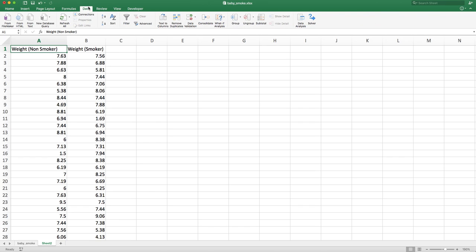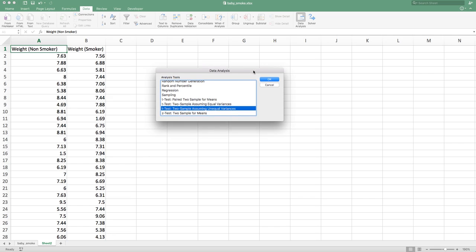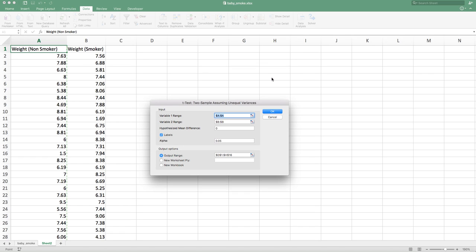So now I'm going to go to data analysis, and what I want to do is just simply compare. Are the weights different from each other? Well, these are two different samples from two potentially different populations. We've got smoking mothers and non-smoking mothers. So it's a two-sample test, not a paired test. And I don't know that the variance in this category and the variance in that category are different from each other. So let's do it.